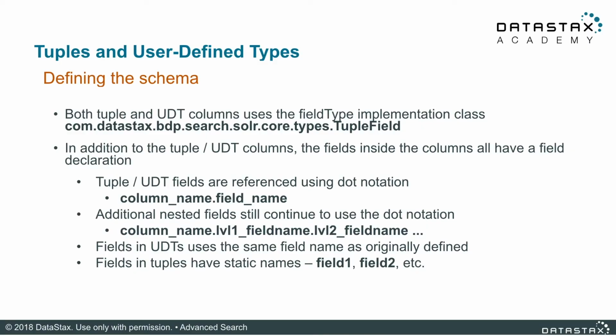When defining the search index schema to index a user-defined type or tuple, it will need to use the field type class com.datastax.bdp.search.solr.core.types.TupleField. The column will need to be declared as a field, and the individual fields within the column will also need to be declared separately as well, using a dot notation format to denote the column name and field name. If there are other nested fields, then that will continue as column name.fieldname1.fieldname2 and so forth. The name that you used for the UDT field should correspond with the name in the CQL schema, and in the case of the tuple type, the name should be field1, field2, and so forth.